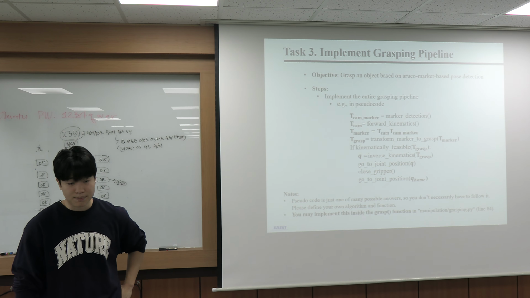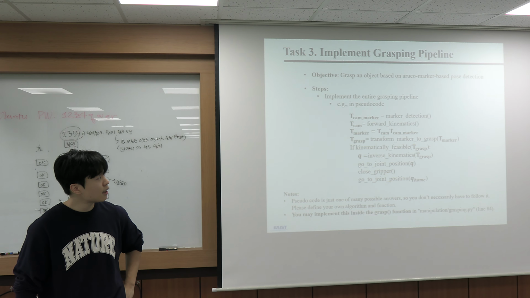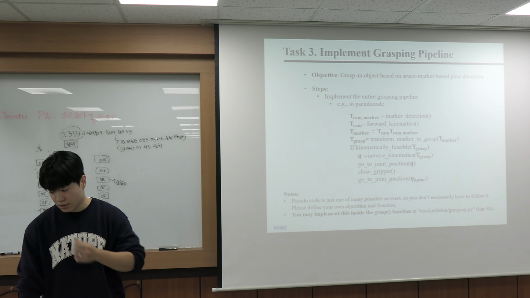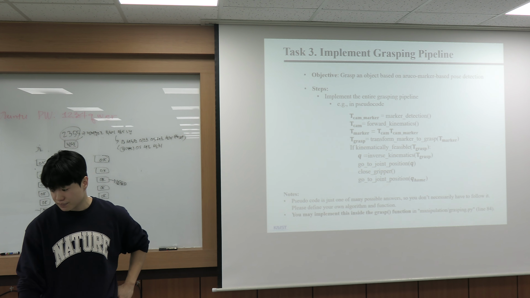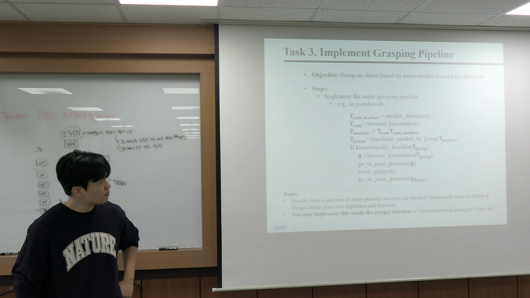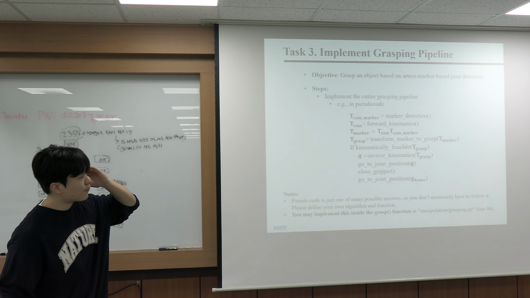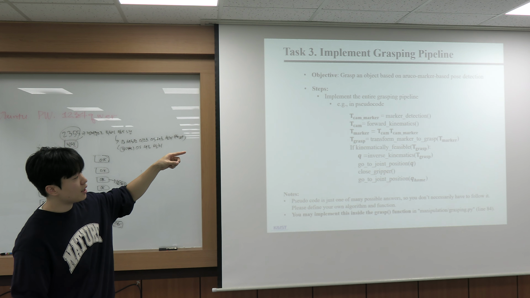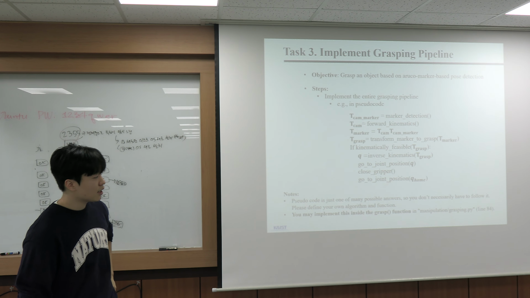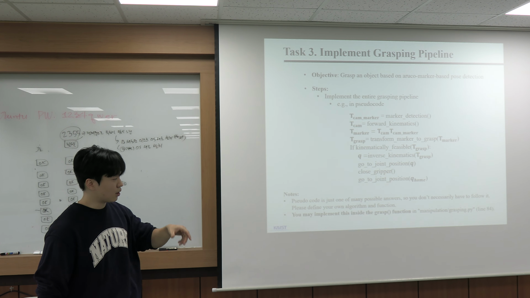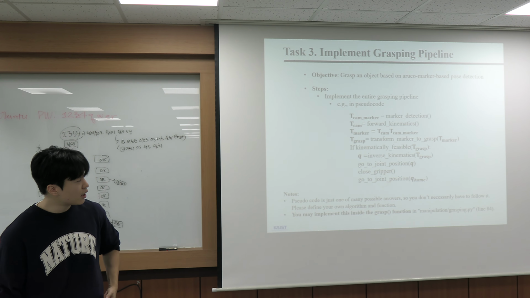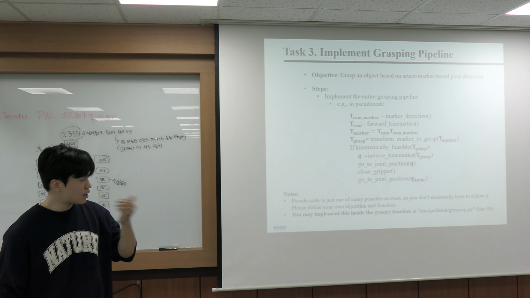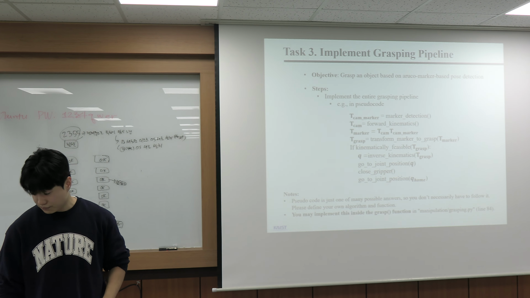The third task is implementing a grasping pipeline. In this task, the goal is to make the grasp based on the pose detection from the RF marker. You can check the pseudocode here. Simply speaking, you first detect the marker, and then based on that, you reach the target by solving the inverse kinematics, then grasp the object, and then return to the home position. For this task, you can design your own algorithm or function. This is one possible solution.